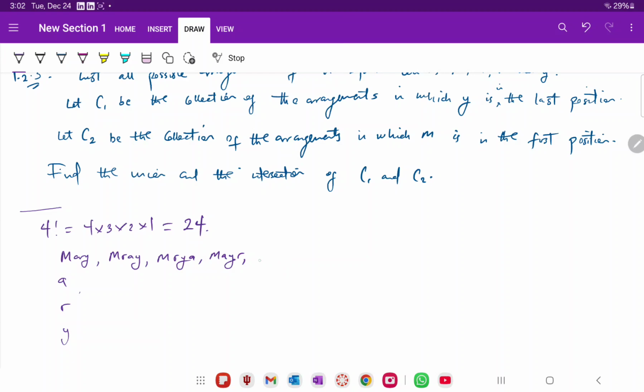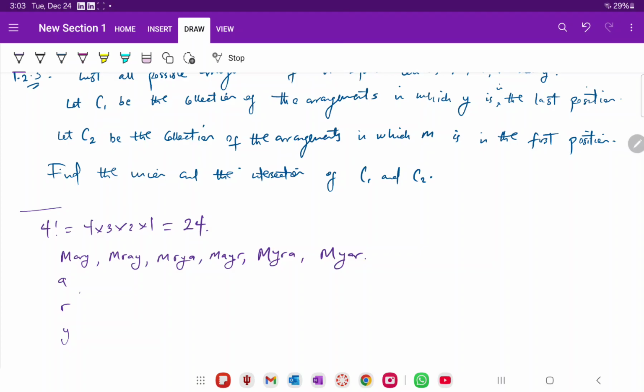What else do we get? We need 2 more arrangements, so we can have M, Y, R, A. Then lastly we have M, Y, A, R.